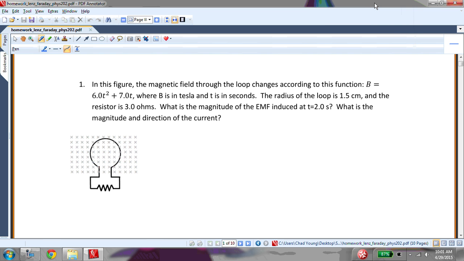Okay, this is the first part of this homework for the chapters on Lenz's law and AC circuits. In this figure, the magnetic field through the loop changes according to this function, B = 6t² + 7t, where B is in Tesla and t is in seconds. The radius of the loop is 1.5 centimeters and the resistor is 3 ohms. What is the magnitude of the EMF and what is the magnitude and the direction of the current?